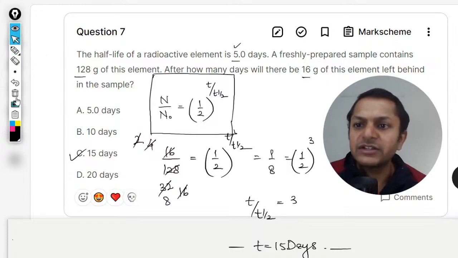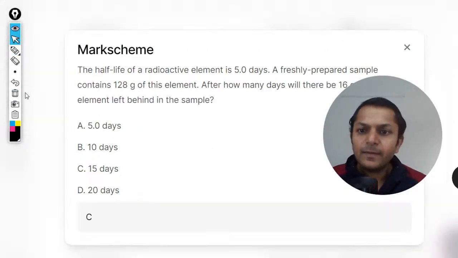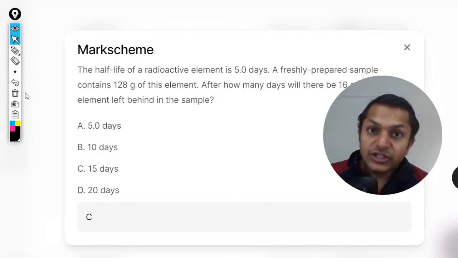Let us see the mark scheme and what is the answer for us. The answer is C. And yes, the answer is C. So this is how we do this question.